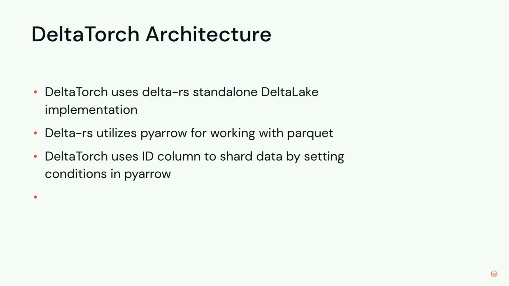Okay, now let's see how this whole thing is built internally. Delta Torch is a really small library based on the Delta Rust implementation. That's a standalone implementation which heavily utilizes PyArrow. Basically, it reads the Delta metadata, determines the list of Parquet files, and uses PyArrow to read them. After that, we can set filters in PyArrow and do some basic calculations, which gives us really good freedom to do whatever we want. We use the ID column to calculate shards. As I mentioned before, we have ranks and we have workers, so we use this ID column to calculate what portion of data will be read by each worker process.